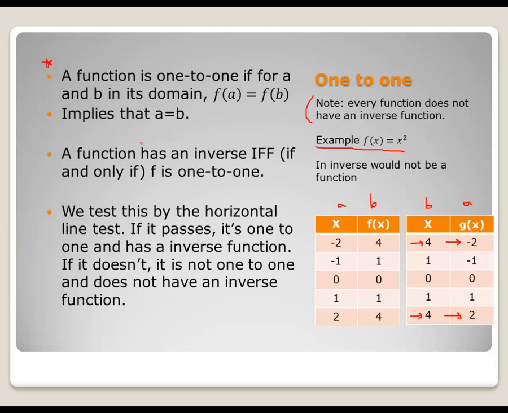A function has an inverse, iff, which I'm going to be using as if and only if, it is one-to-one. So a function can only have an inverse if it is one-to-one. So we have to figure out, how is it one-to-one? Well, we use the horizontal line test. We use the vertical line test to test if something is a function. We use the horizontal line test to test if it is a one-to-one function.